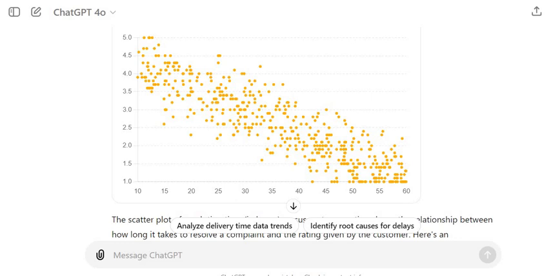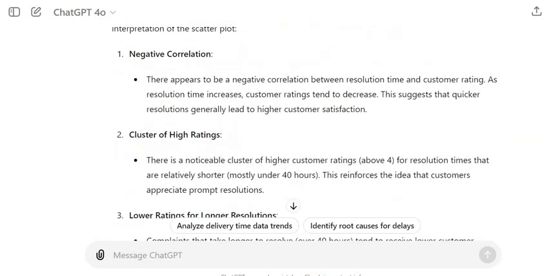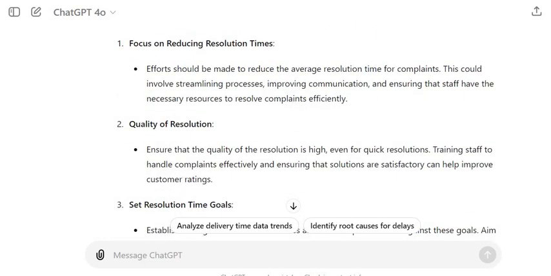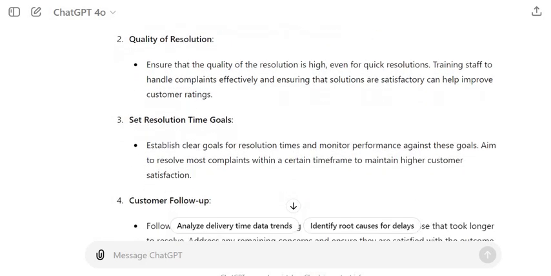Okay. So it is kind of obvious from this scatter plot that if the resolution time increases, the customers are going to be less happy. So in light of this scatter diagram, we should be targeting to reduce our resolution time. Okay, fine. Then there are interpretations which it has provided. It has also provided recommendations, etc., etc.